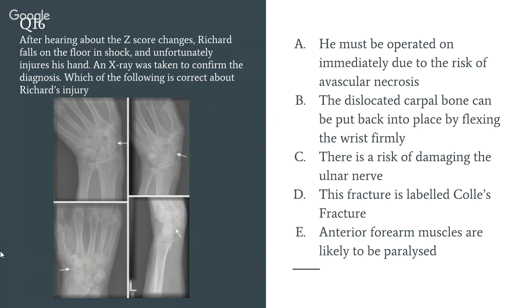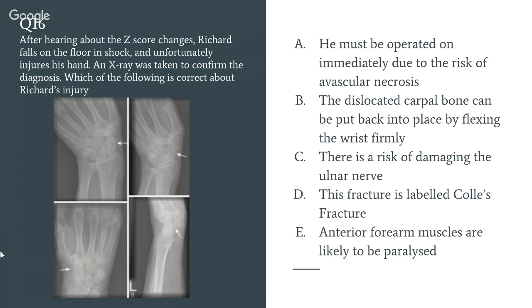After hearing about the Zetsios changes, Richard falls on the floor in shock and unfortunately injures his hand. An x-ray was taken to confirm the diagnosis, and which of the following is correct about Richard's injury? This is also pretty high yield in anime. I think I hear a lot of people say scaphoid, which is... Anyone committing to an answer?